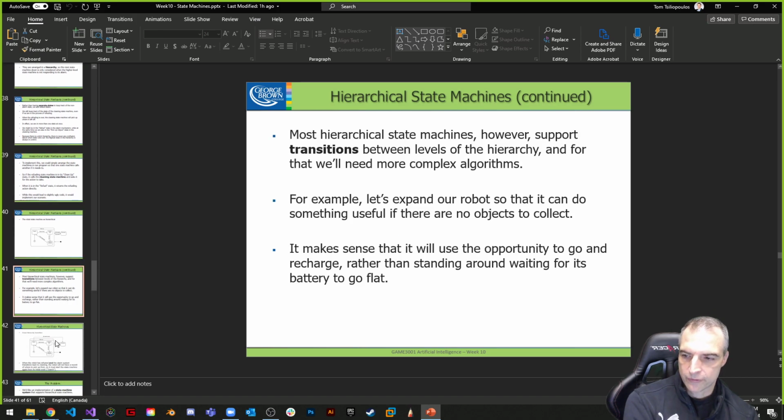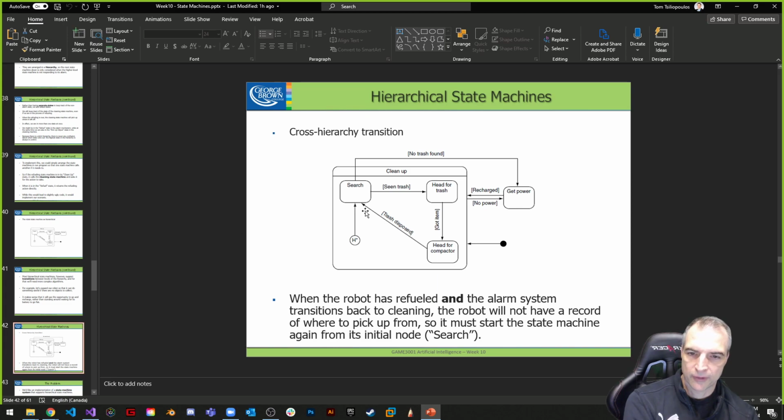We can also take it further. If we describe this again, this is the initial state, and we go into the cleanup state. You can see here, if no trash is found, that's another option we could do, a cross hierarchy transition, where we can keep checking, and there might be another transition. So we have a recharge or no power transition, but what if we don't have any trash? We've looked around the entire complex, as an example, and we haven't found trash, so we just go park ourselves and get power for some kind of time.